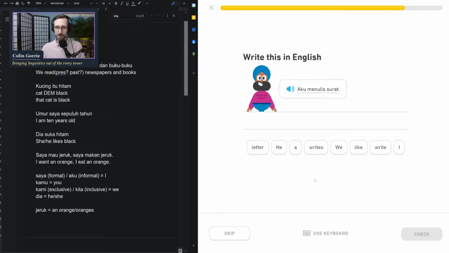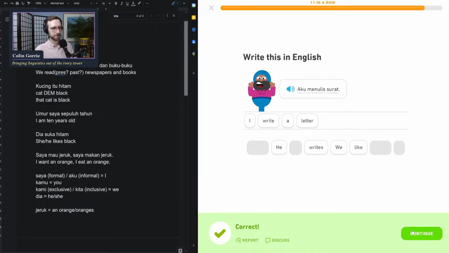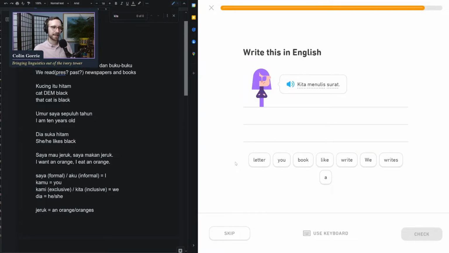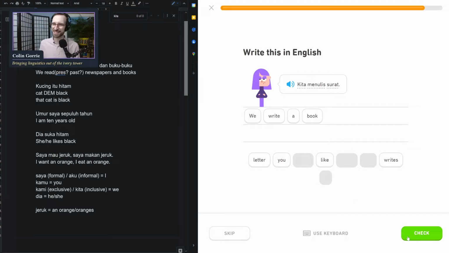If that is your real name. Aku menulis surat. I write a letter. Kita menulis surat. So this is kita, inclusive we. We write a book. As this bare present in English just sounds so strange in this context.